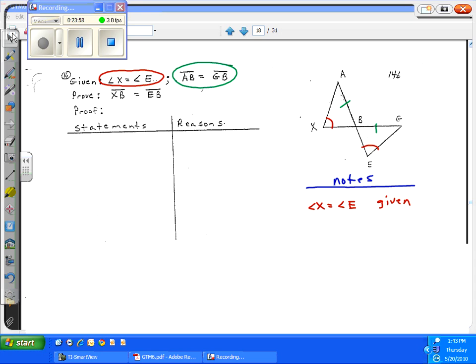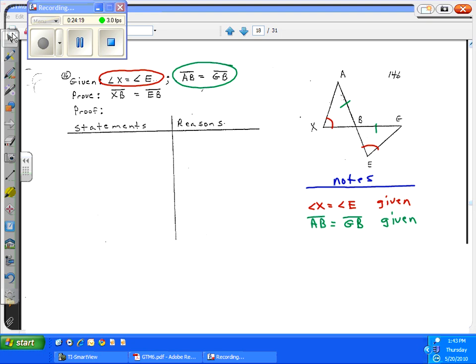Anything else we can immediately conclude from that? Nope. So we go to the next given statement. It says AB is equal to GB. So AB, 1 mark, equal GB, 1 mark. We write what we marked. AB equal GB, reason given. So we took what we were given, we marked it in the diagram, we wrote statements and reasons derived from the markings in the notes section.